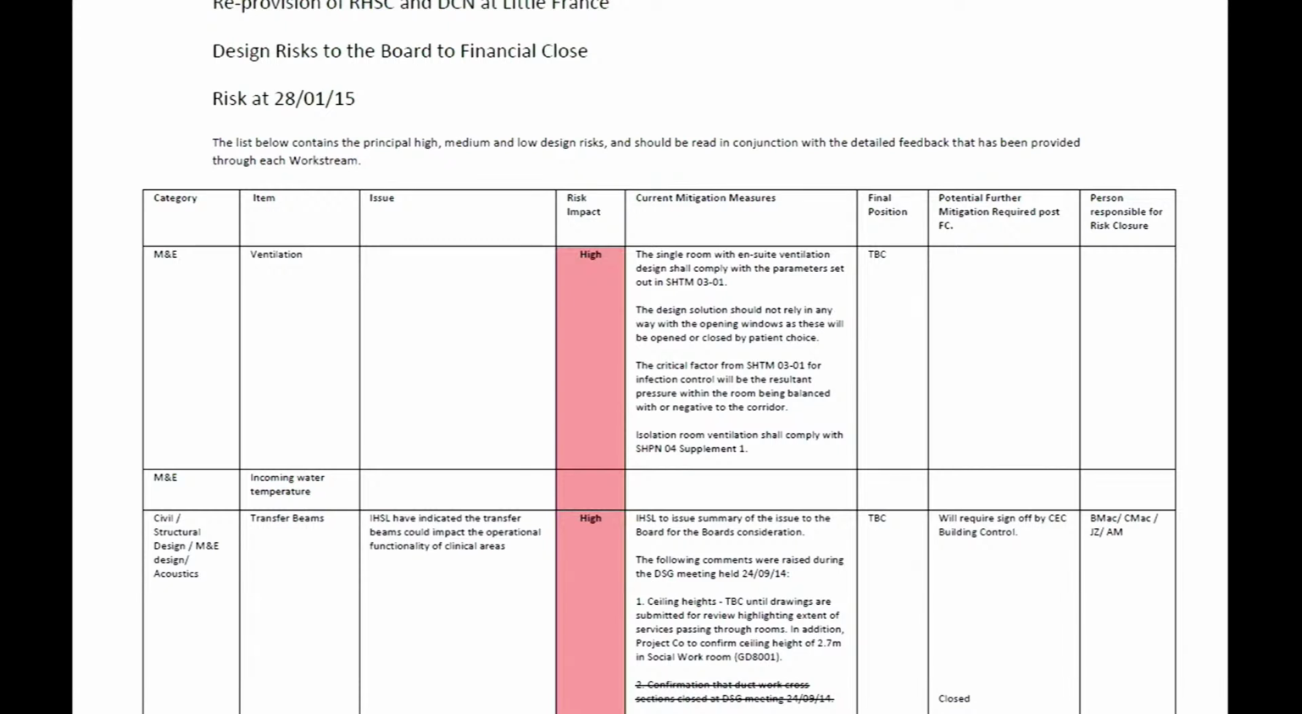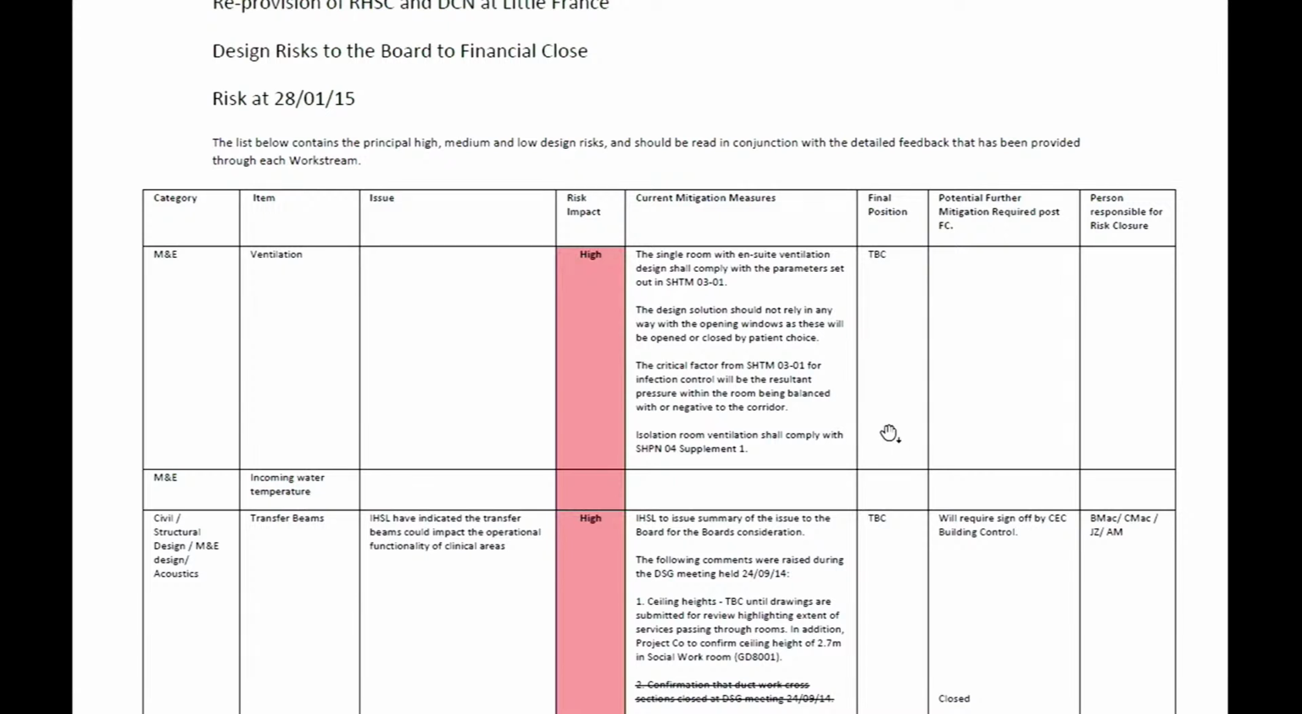The design solution should not rely in any way on the opening windows, as these will be opened or closed by patient choice. The critical factor from SHTM 03-01 for infection control will be the resultant pressure within the room being balanced with or negative to the corridor. Isolation room ventilation shall comply with SHPN 04 Supplement 1.